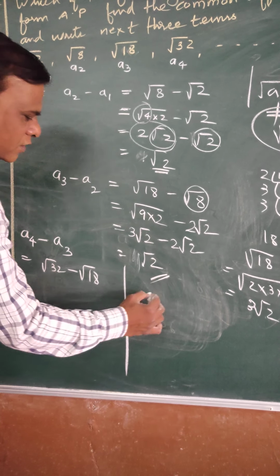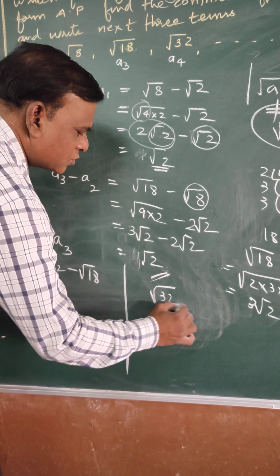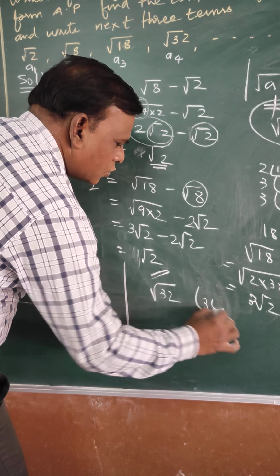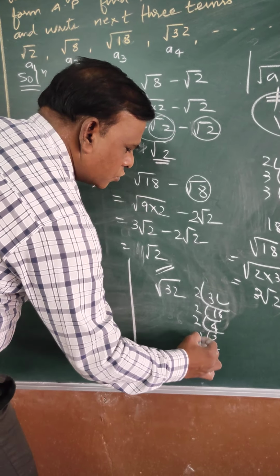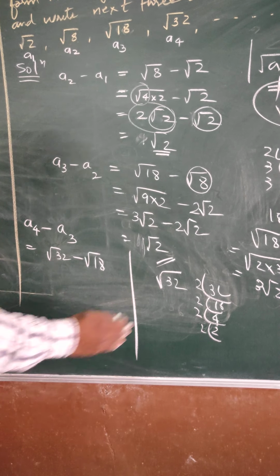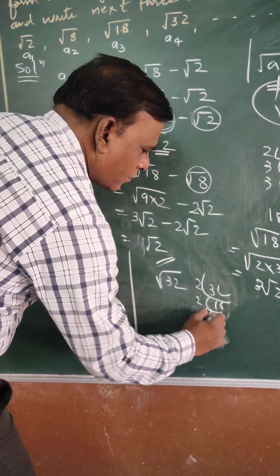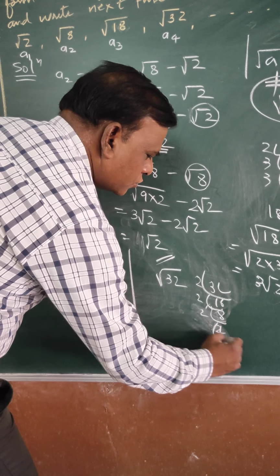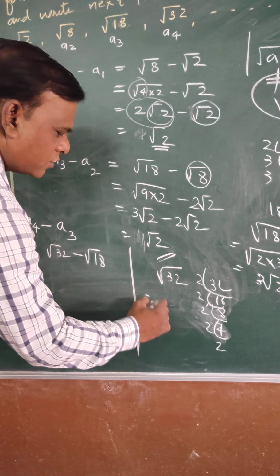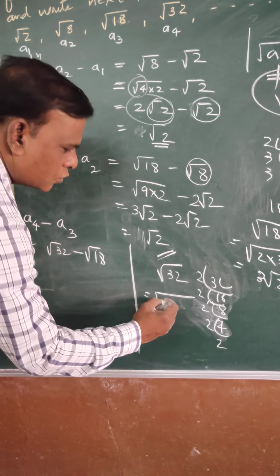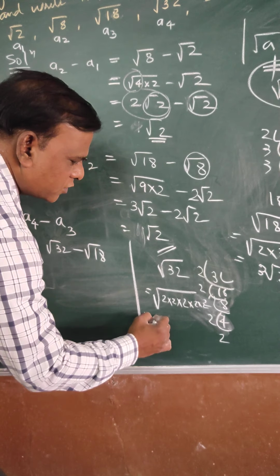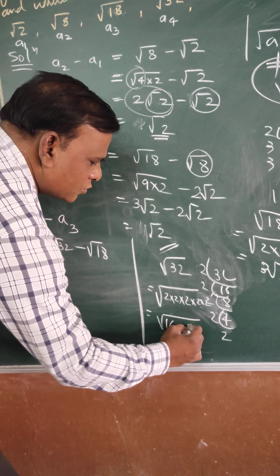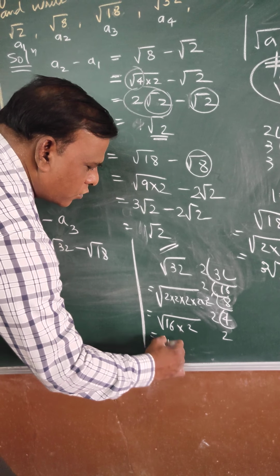So here also you can calculate the square root of 32, as 32 can be written as 2 into 2 into 2 into 2 into 2. So the square root of 32 becomes the square root of 16 into 2, that is equal to 4 root 2.